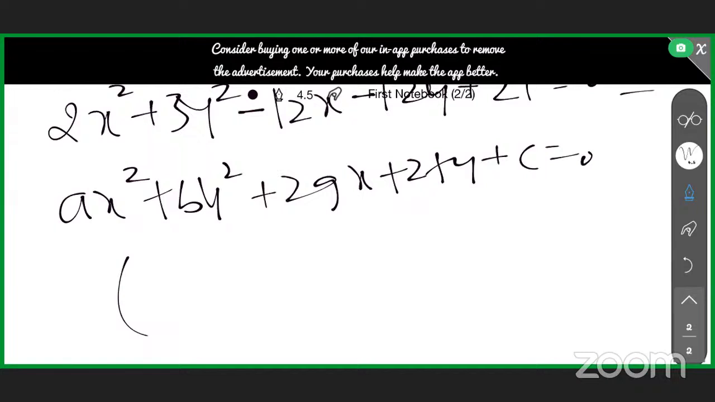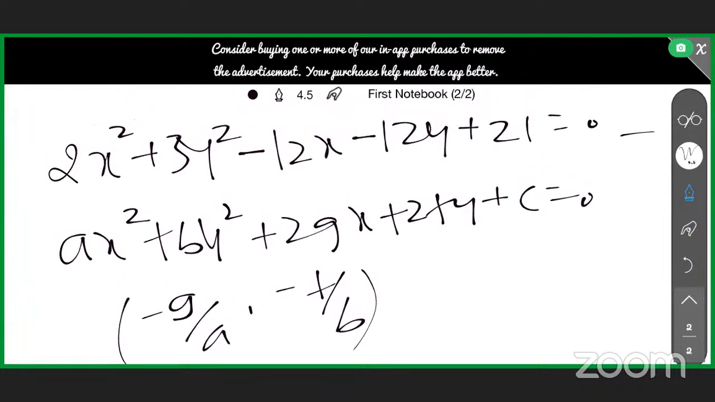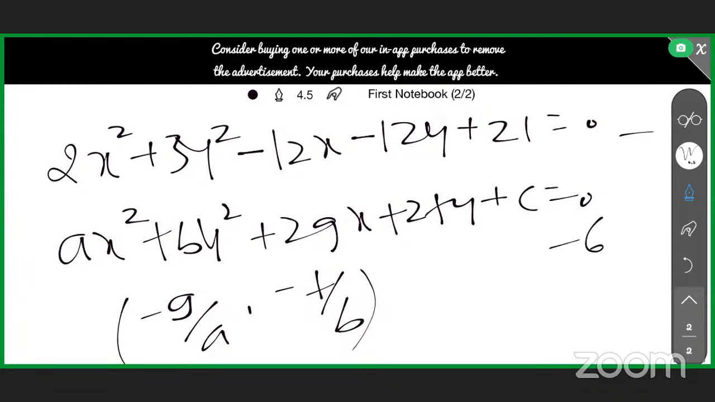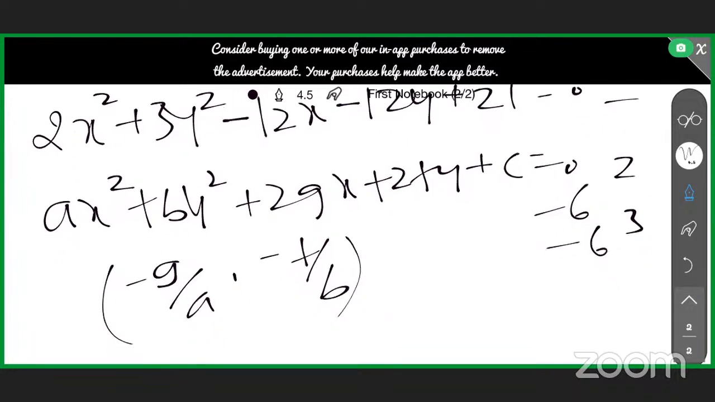The homework answer is x, y equals minus g by a, comma minus f by b. If you know this corollary, it is a 15 seconds answer. So what is my g value here? If you look carefully, my g value is minus 6. My f value is minus 6. My a value is 2. My b value is 3. So minus g by a, the minus cancels: 6 by 2, comma 6 by 3, is equal to 3, comma 2.